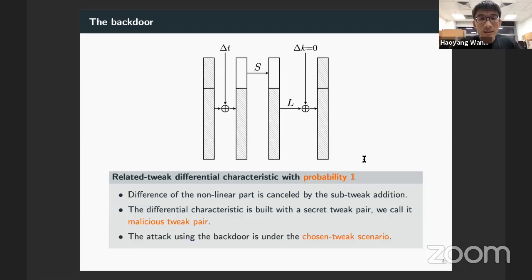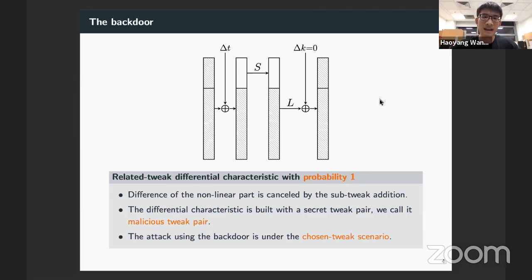And the pattern of such a differential characteristic over one round is depicted in this picture. The hashed blocks are non-zero difference, while the empty blocks are zero difference. The principle is simple. The subtweak difference delta t is supposed to cancel the difference of a part of the internal state that is passed to the nonlinear layer. So the differential transition of the nonlinear layer will happen with probability 1. Then the characteristic will have probability 1.